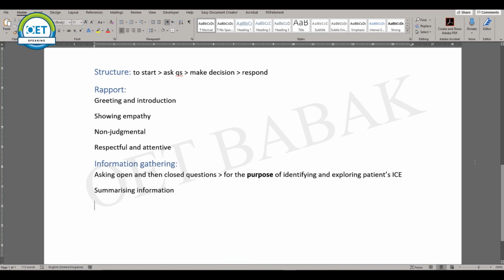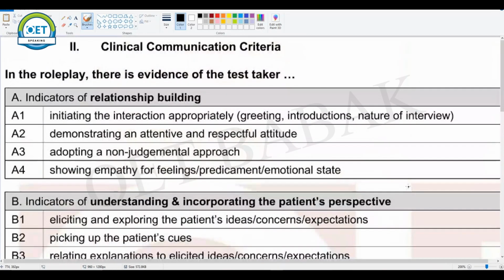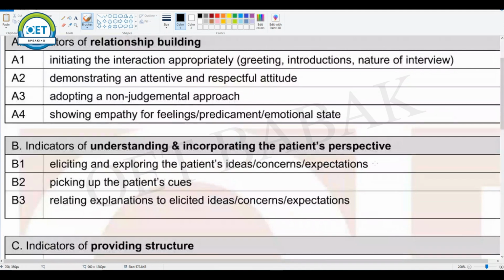Okay, so identify and explore ideas, concerns, expectations is the next one. And what is it that we need to consider here? And why is it important? Well, if we look here, understanding and incorporating the patient's perspective. It's indicator B. It means eliciting.